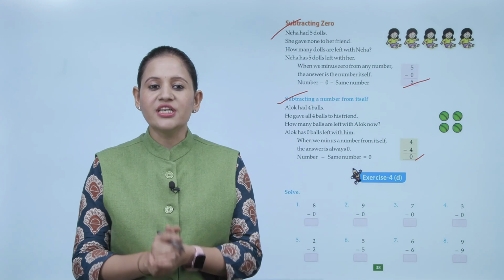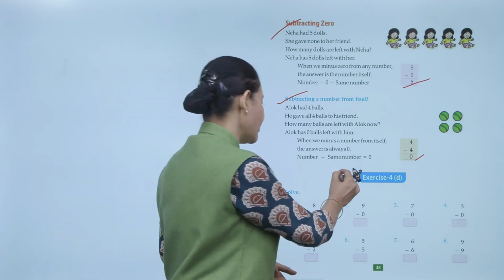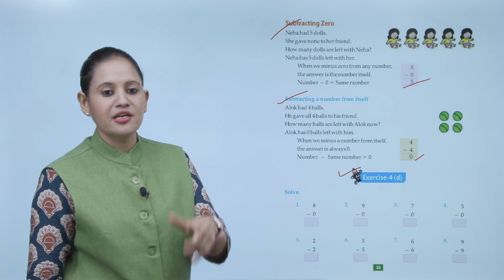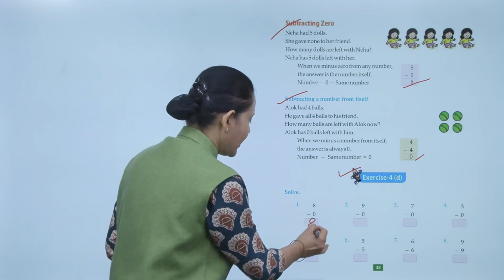Next is exercise 4D. Solve 8 minus 0. So if we subtract 0 from any given number, the difference will be the number itself. So answer will be 8.